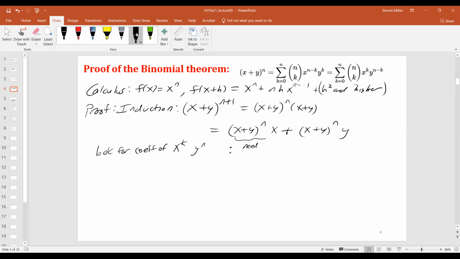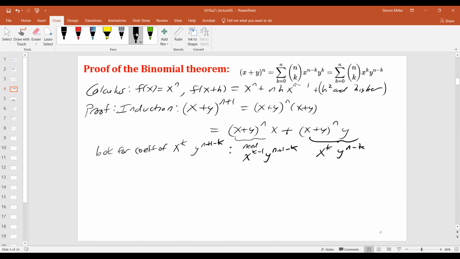So we want x to the k, y to the n plus 1 minus k. So we would need the x to the k minus 1, y to the n plus 1 minus k term here. And then over here, since we're multiplying by a y, we would need the x to the k, y to the n minus k. And so when we put things in here, what is the coefficient?